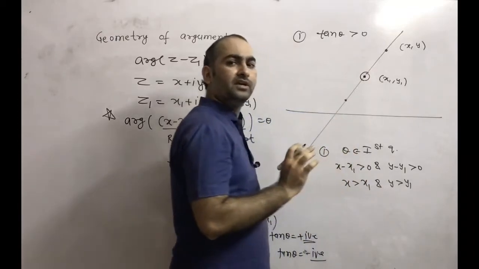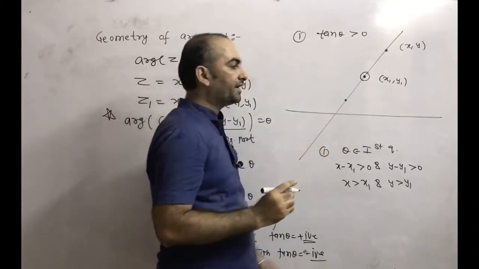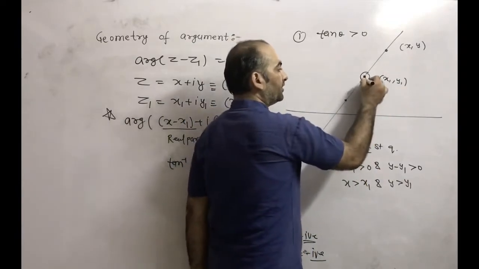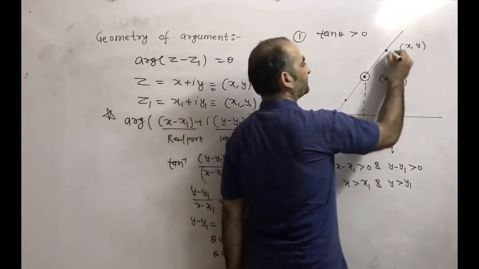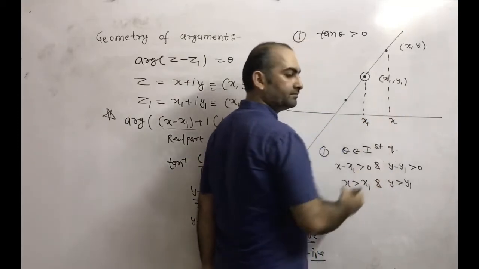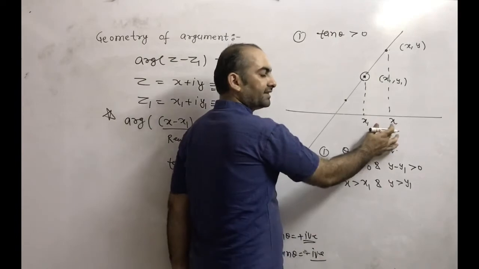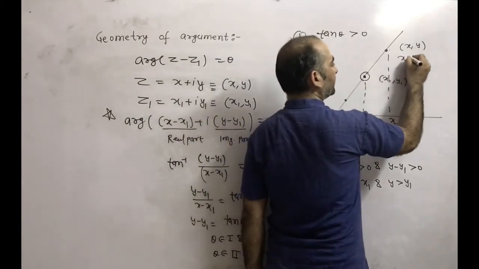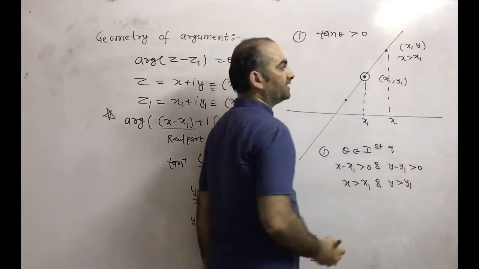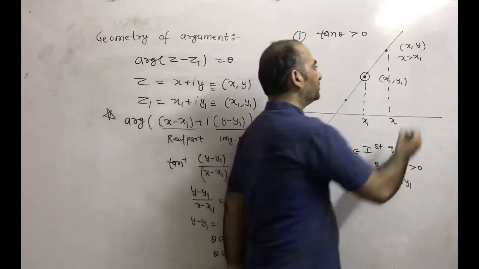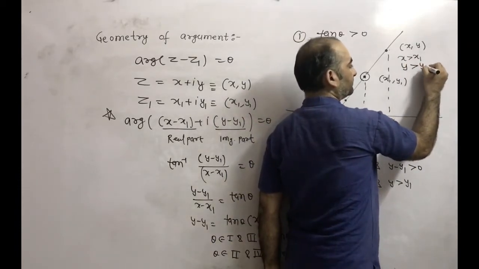Now you have to compare these two points. For comparison, we can do it easily. We compare the x coordinate first, so you draw a line parallel to the y-axis. You can see this point is x1 and this point is x, so obviously x is greater than x1. If x comma y lies here, then x is greater than x1, and this is y and this is y1, so you can compare directly. Here we can say y is greater than y1.